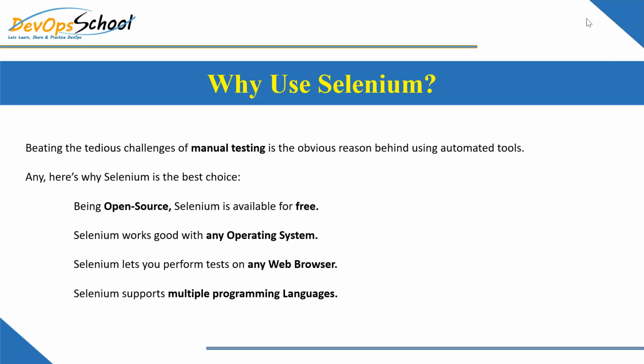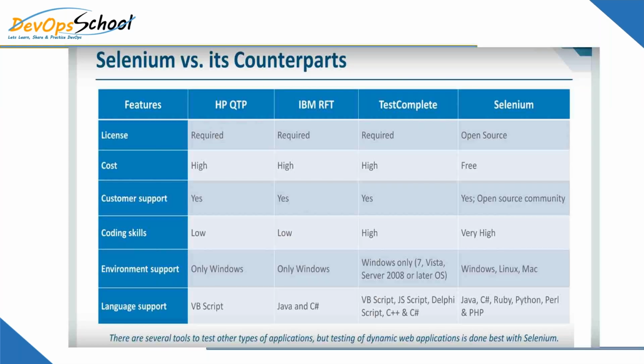One thing we need to understand is Selenium is a browser-based testing tool. That means using Selenium, you can only test applications which are browser-based, applications which can be accessed over the browser, and it supports multiple programming languages also. So these are some of the reasons why we use Selenium.